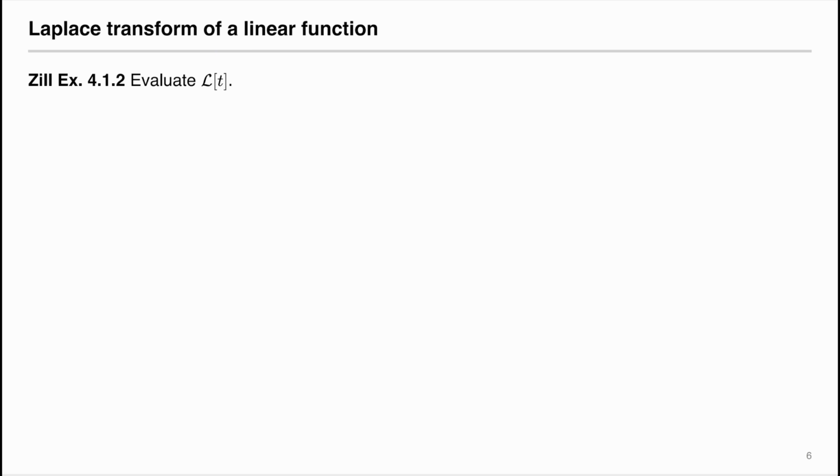Now let's look at a slightly more complicated example of the Laplace transform of a linear function t. So by its definition, integrate from 0 to infinity of the original function t multiplied by e to the negative s of t dt. Because we have two functions multiplied by each other in the integrand, we need to use integration by parts. So let u equals t and dv equals e to the negative s of t. We have du equals dt and v equals the integral of e to the negative s of t.